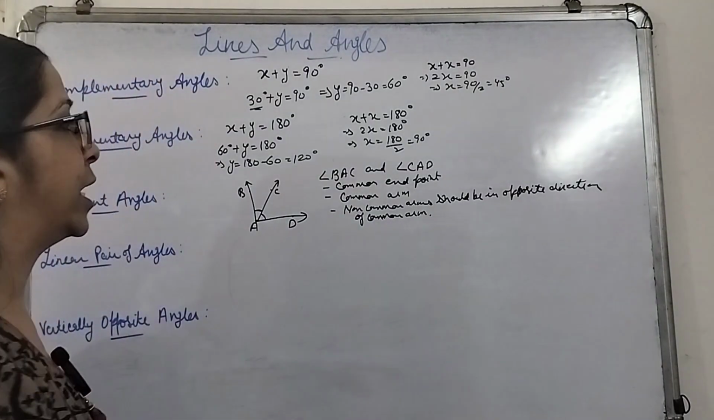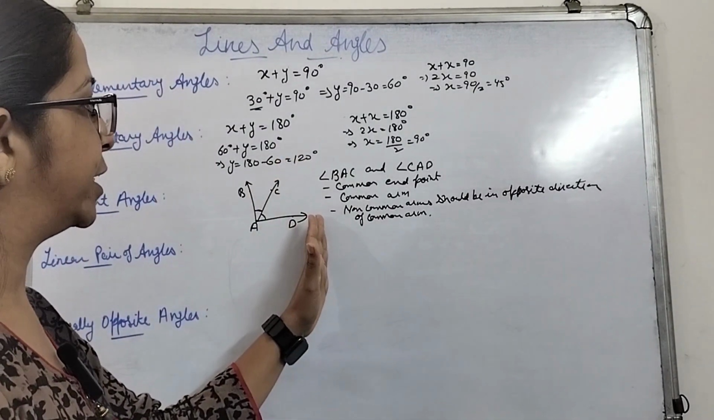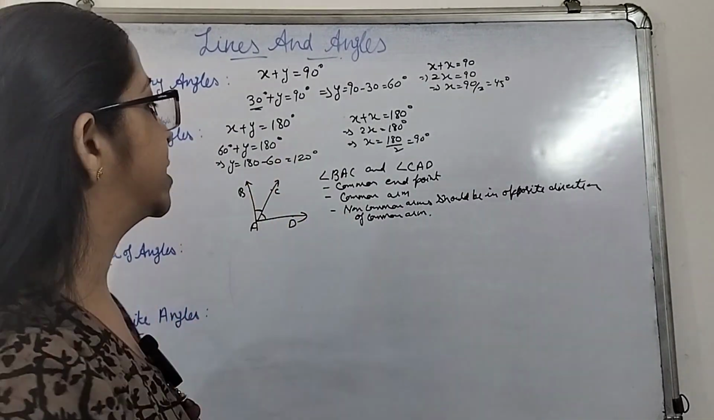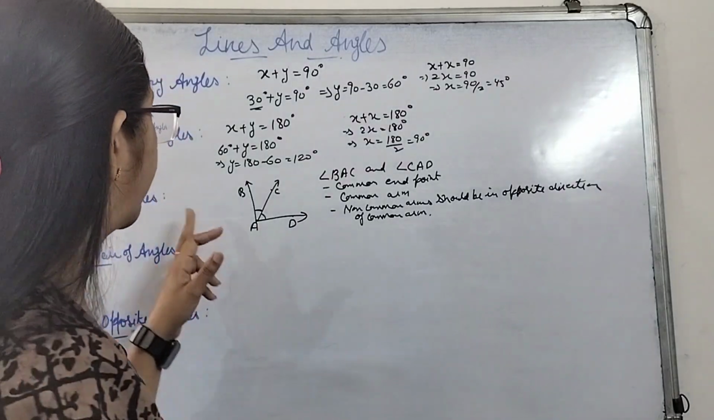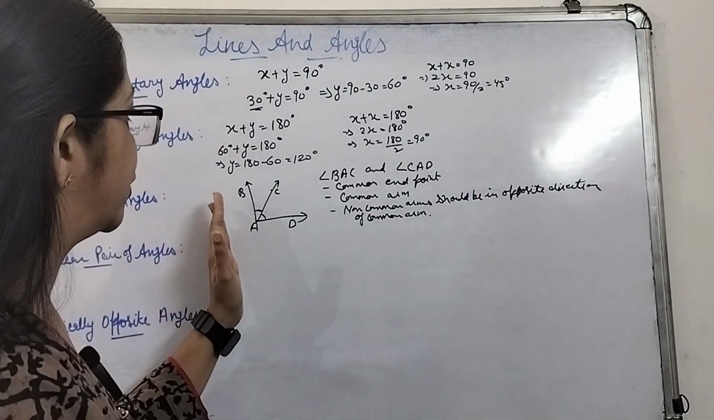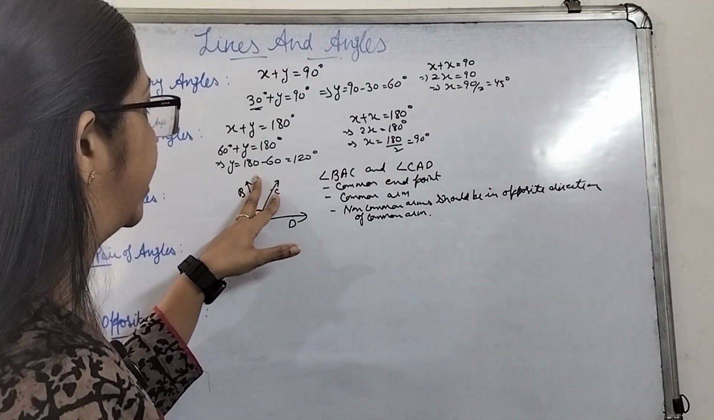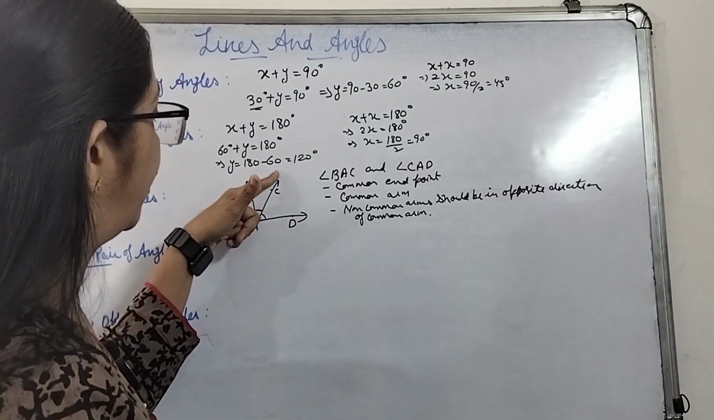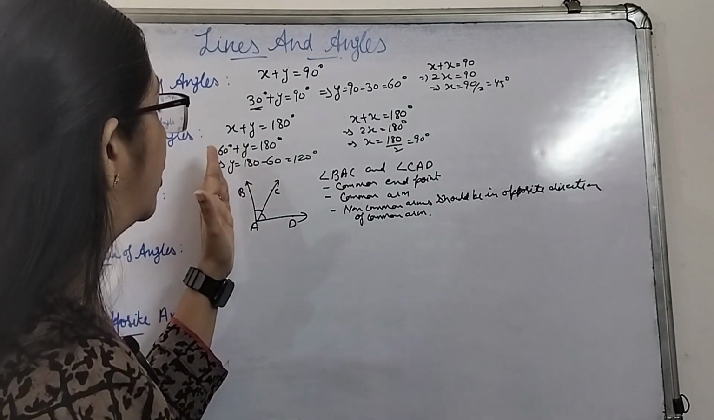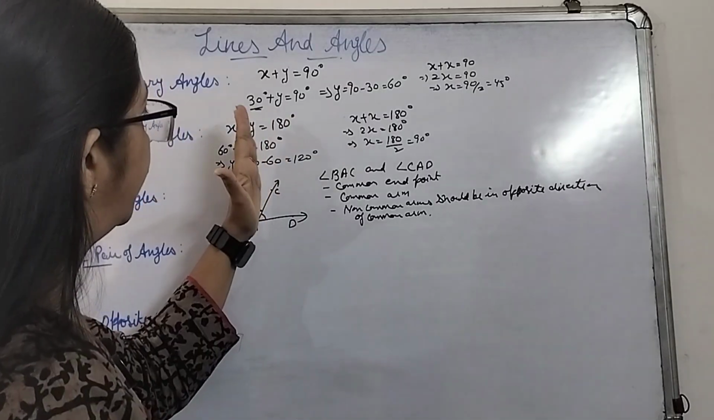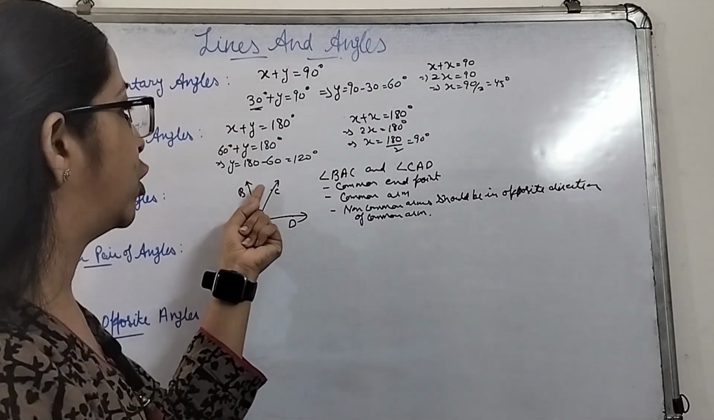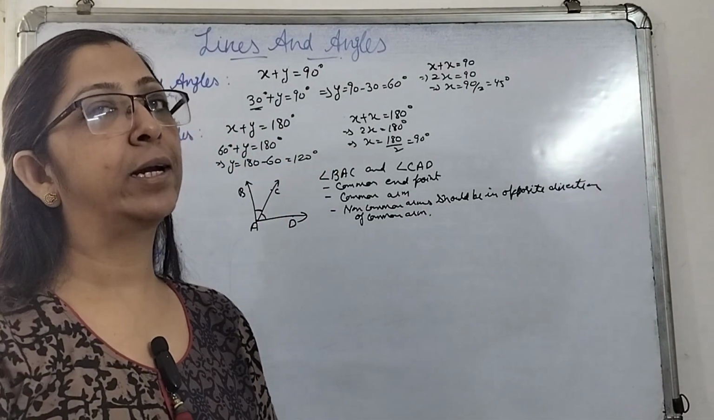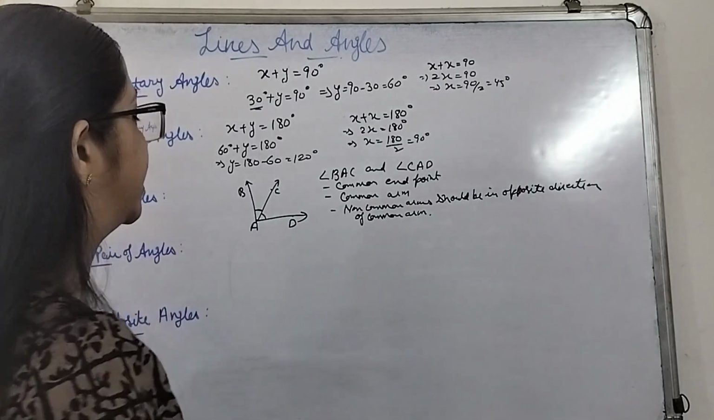If all three conditions are fulfilled, then we say that these two angles are adjacent angles. So the conditions are that if there are two angles which have a common endpoint, which have one common arm, and the other non-common arm is in the opposite direction of the common arm, then such types of angles are known as adjacent angles.